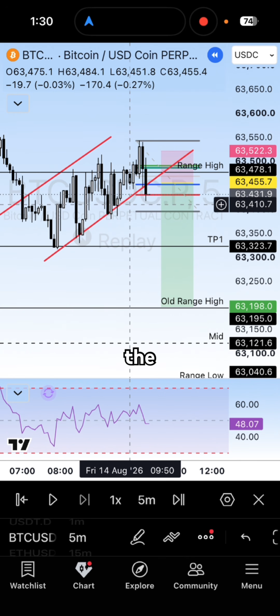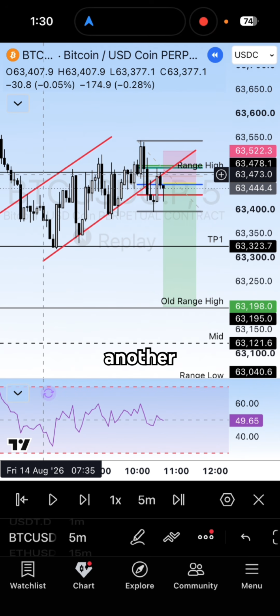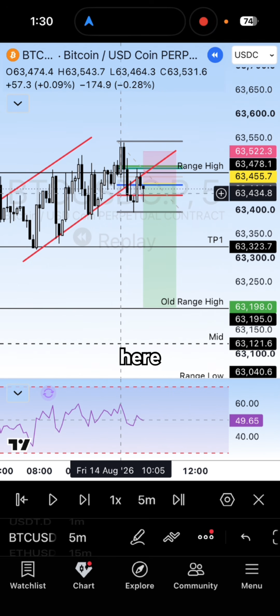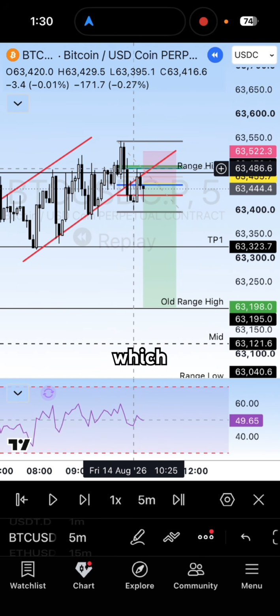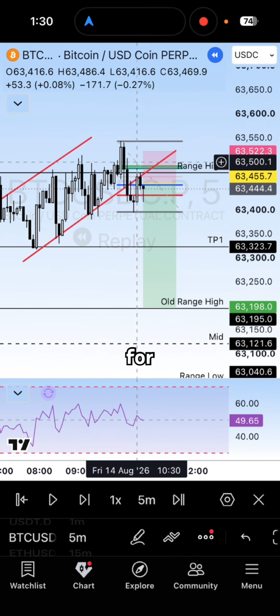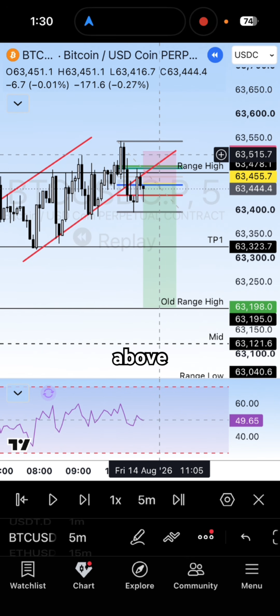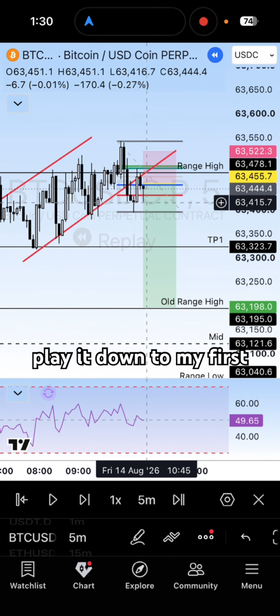And what happened? The price indeed broke the trend line and had a retest. So there we go, we have another trigger there, which was the trend line break here, and a retest here, and the fib reaction at green, which was my last trigger for the confirmation of my trade. And you enter on blue, put your stops above this area here. I'll put it above this wick over here and play it down to my first TP.